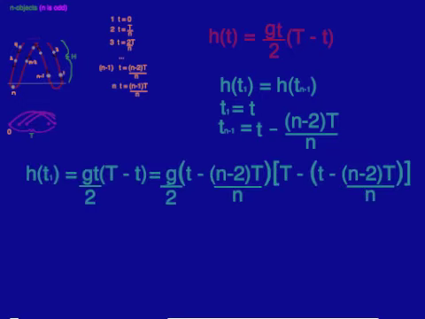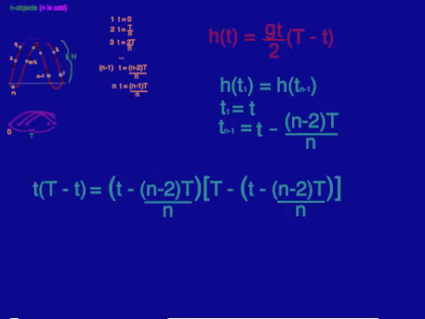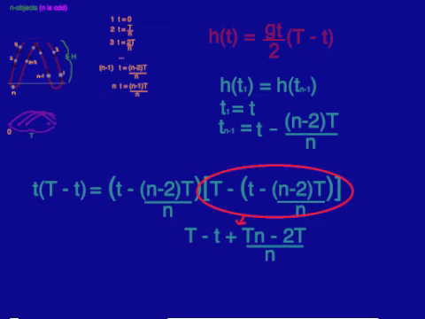Now, we plug in the time that the first ball has been in the air, lowercase t, and the time that represents how long the n-1th ball has been in the air, into the equation for height as a function of time. Then, we set these two expressions for height equal to each other. We immediately see that g over 2 cancels on both sides. Now, we are going to simplify this expression circled in red.